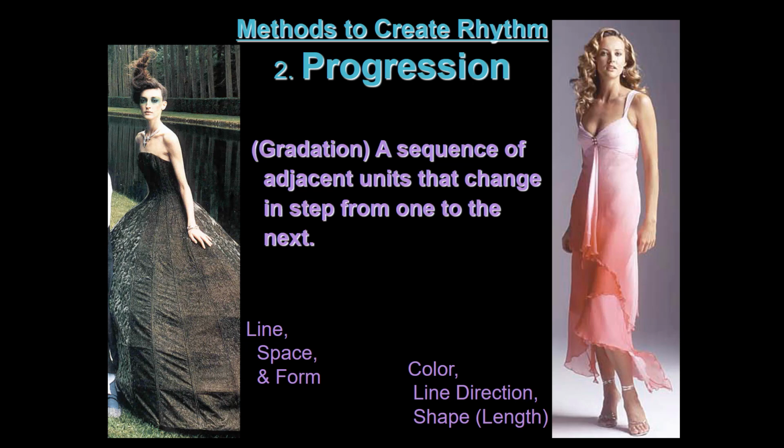The next method of rhythm is progression. So what this is a gradation. So you could sort of think of the ombre effect. My sister just did that to her hair. She has a pink ombre look, sort of like this lovely pink dress. So again, what that is a very sort of subtle sequence of units or adjacencies that then change step by step and lead your eye from one to the other.